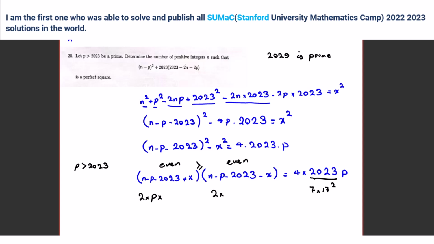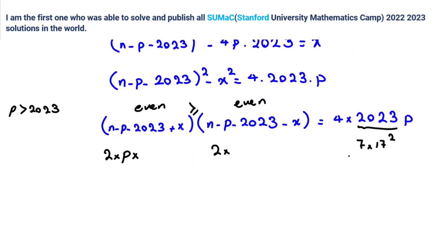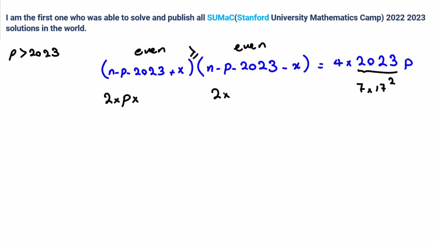I'm still a little confused because when I simplify, I get n in terms of p, and then wouldn't there be infinite solutions here? Okay, let's check one case. Suppose, for example, this one is 2 and this one is 2023, okay? Yeah. So it is case 1.